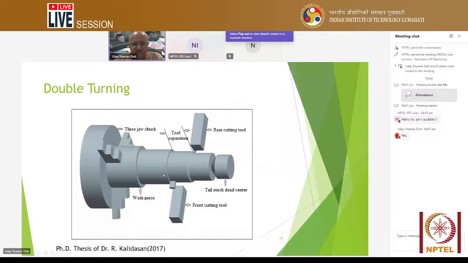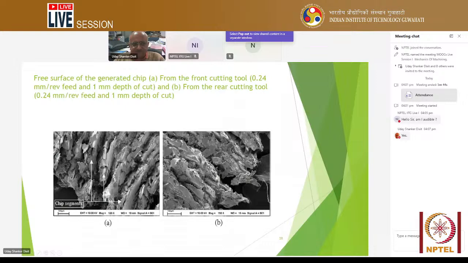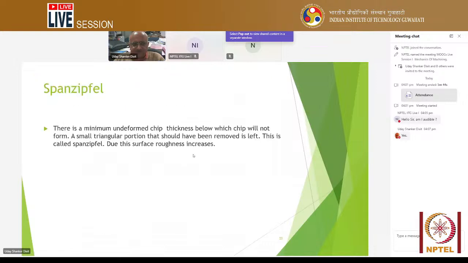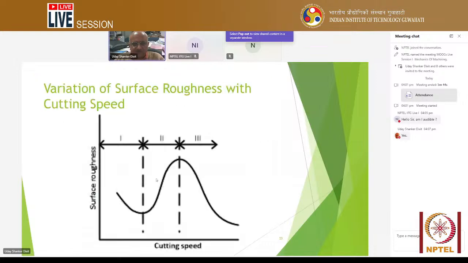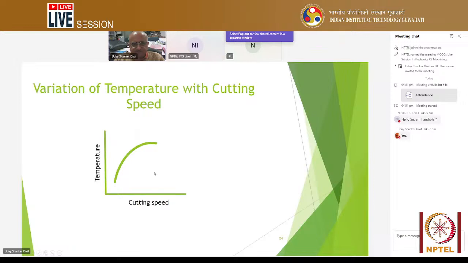Then sometimes we do double turning also, just to balance the forces in a precision job. One tool is this side, the other tool is this side. And then we have this one, a variation of surface roughness with cutting speed. Surface roughness decreases with cutting speed, then again increases, reaches a maximum, and again decreases. It is something like that type of trend. Then variation of temperature with cutting speed.